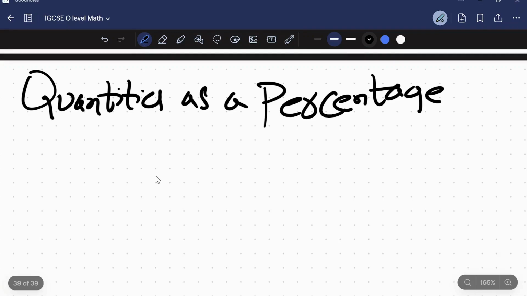In this video, we are going to look at quantities as a percentage. When we talk about comparison between quantities, we scale everything, or we measure everything from a benchmark.